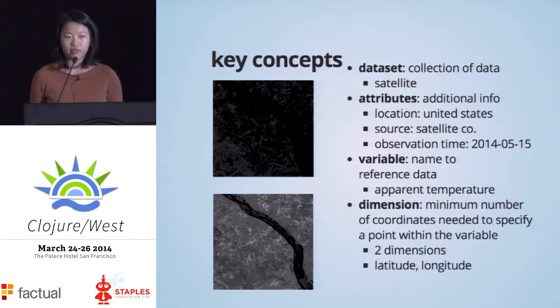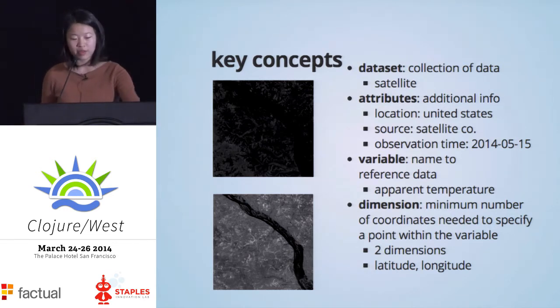Like, where did it come from? The location is probably the United States. It came from a satellite company, unnamed, and we got this data on May 15th, 2014. And for this data, we have some variables. These might be describing different things in that satellite data set.